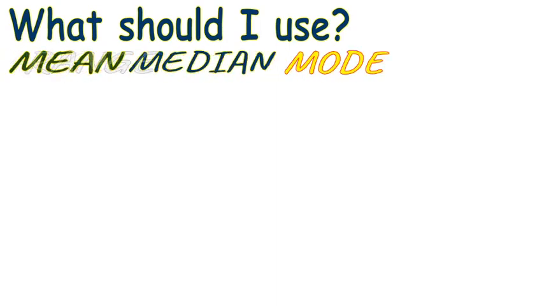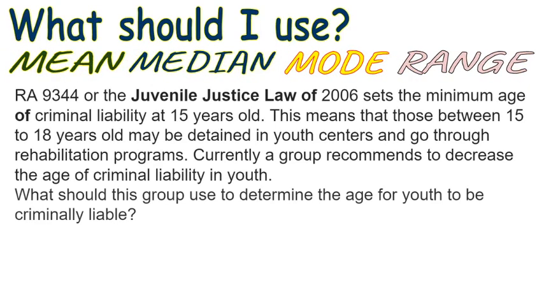Again, determine whether it's mean, median, mode, or range. And here, there is Republic Act 9344, or the Juvenile Justice Law of 2006, which sets the minimum age of criminal liability at 15 years old. This means that those between 15 to 18 years old may be detained in youth centers and go through rehabilitation programs. Currently, a group recommends to decrease the age of criminal liability in youth. What should this group use to determine the age for youth to be criminally liable?